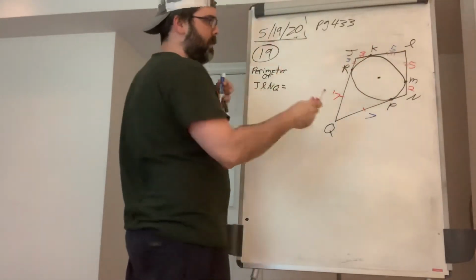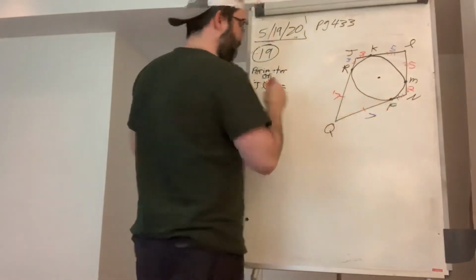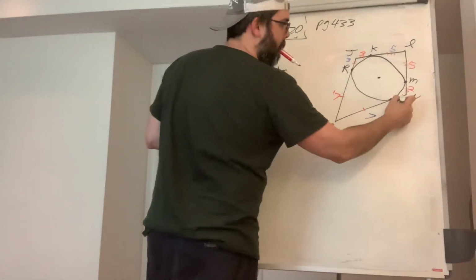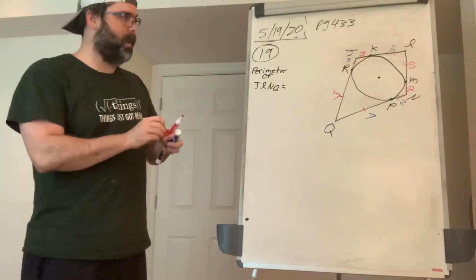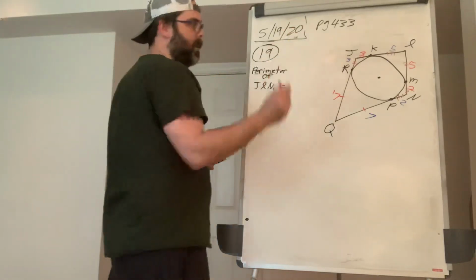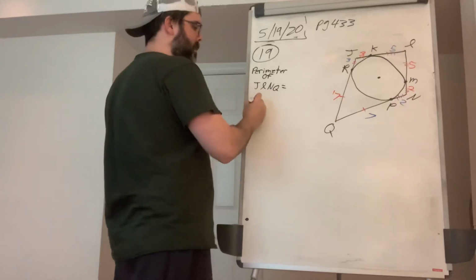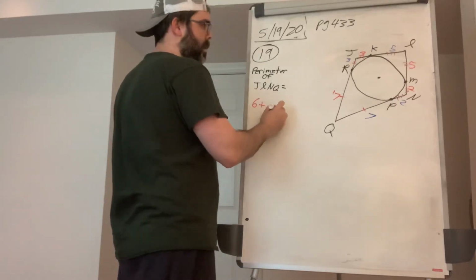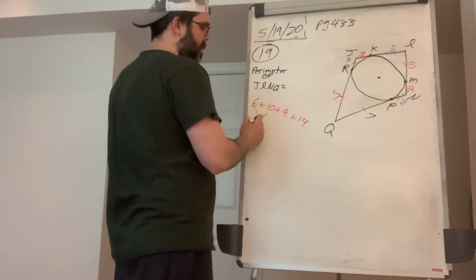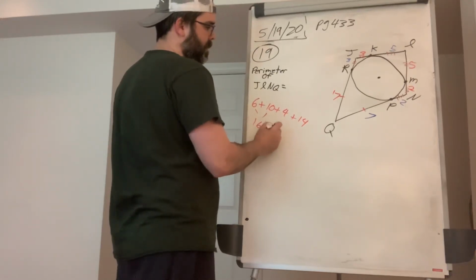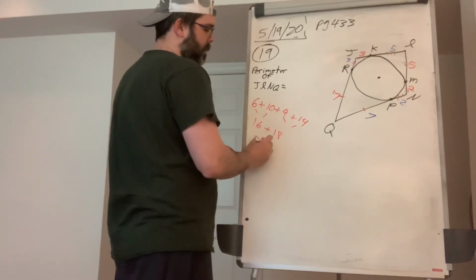And lastly, this is congruent to this, so this is 2. Now we have all sides of the quadrilateral. So we just add them all up. 3 plus 3 plus 5 plus 5 plus 2 plus 2 plus 7 plus 7 is 6 plus 10 plus 4 plus 14, which is 16 plus 18, which is 34.